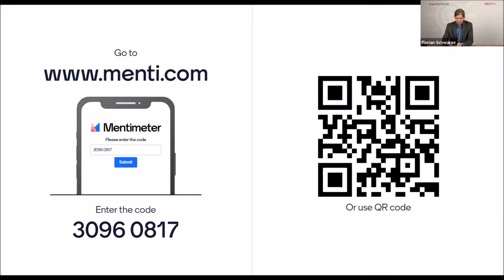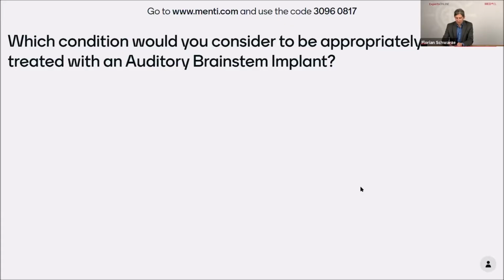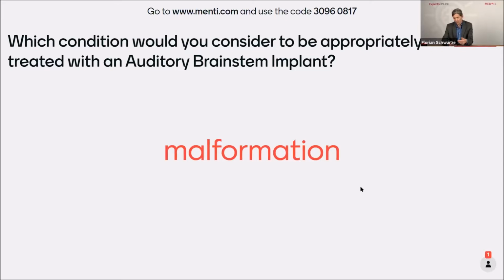The question is, which condition would you consider to be appropriately treated with an auditory brainstem implant? Or in other words, which indication comes to your mind when you hear ABI? You have 3 options to enter something and submit that to us.